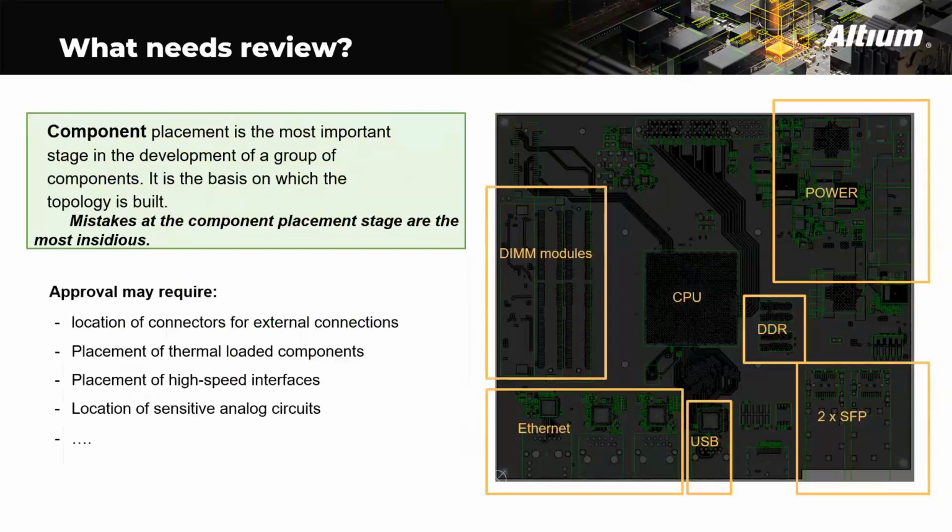Component placement is the most important stage in the development of a board. It's the basis on which your board topology is built. Mistakes at this stage can be the most insidious. If you make poor choices here, it can continue to plague you throughout the design process and you will end up doing much more work than you needed. You need to keep an eye out for the placement of connectors for external connections, placement of thermally loaded components, placement of high-speed interfaces, location of sensitive analog circuits, and more.